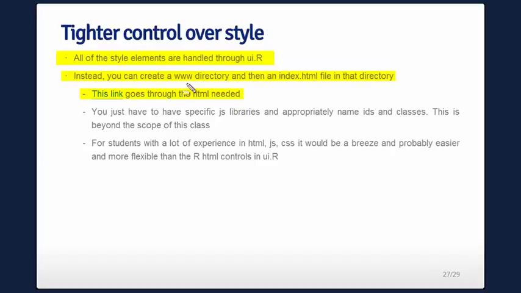What you have to do is get rid of your ui.R function and create a directory called www, and in that directory have a file called index.html. And then when you go to this link, it'll show you basically how you have to have the inputs labeled in a specific way, and then Shiny will recognize them. And so you just have to have specific JavaScript libraries installed and appropriately named IDs and classes.